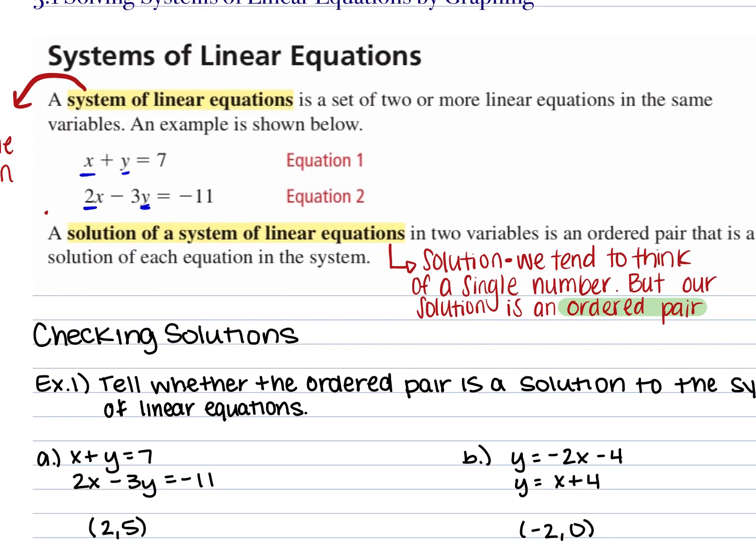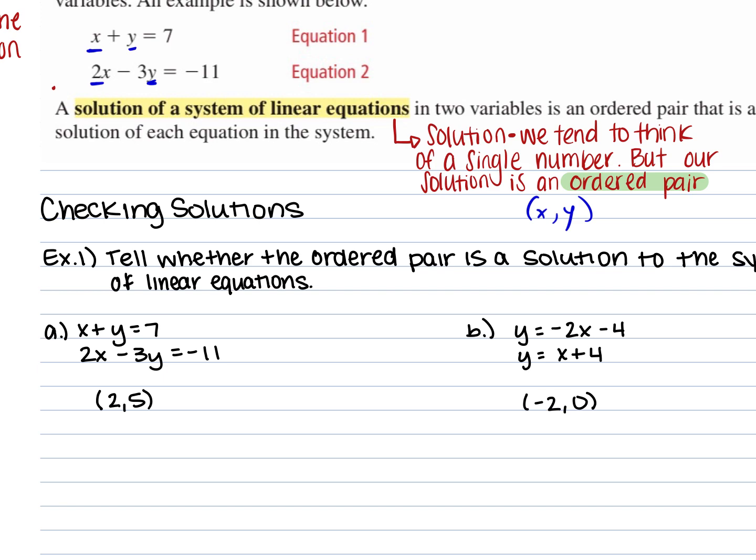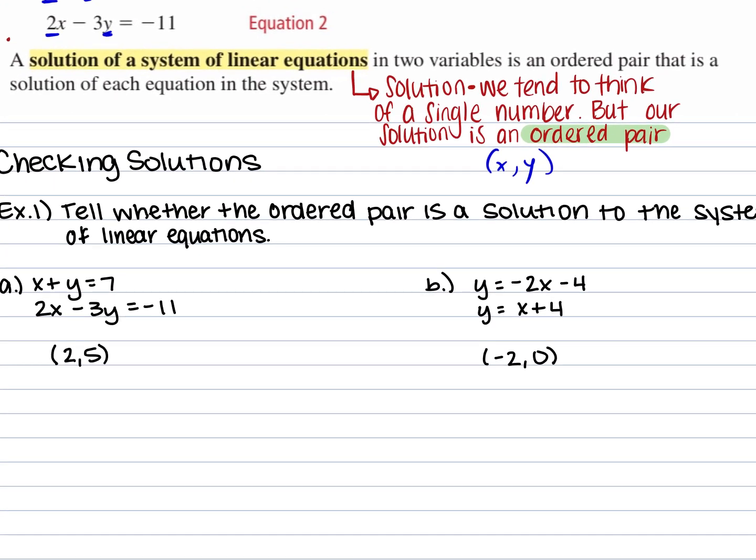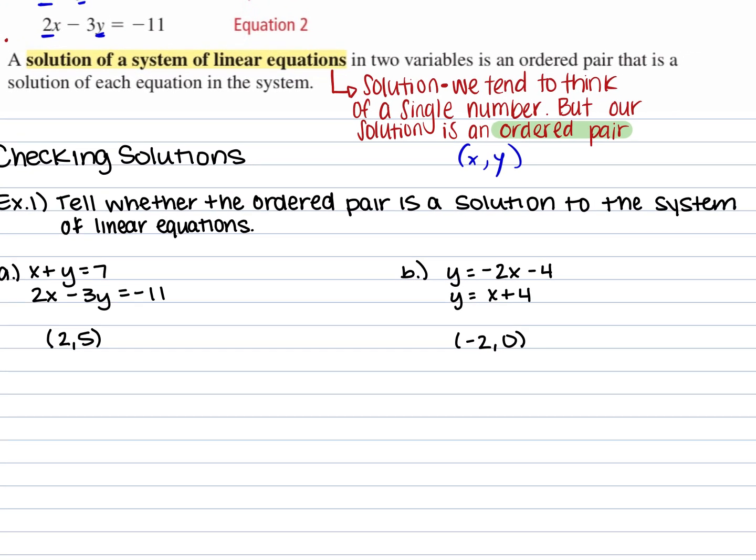So I'm going to have to find what x is and find what y is. For a solution, we tend to think of a single number, but a solution is actually an ordered pair. So we'll have an x and a y as our answer, and this is how we would write it, as x comma y, just like an ordered pair. In example 1, we're going to tell whether the ordered pair is a solution to the system of linear equations.